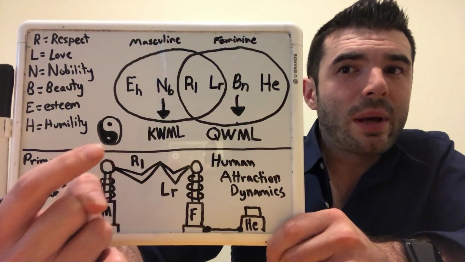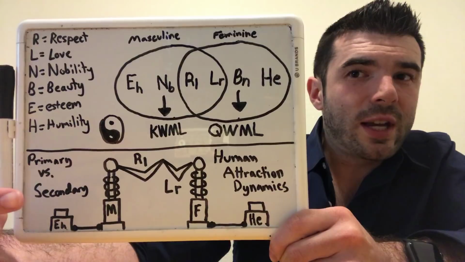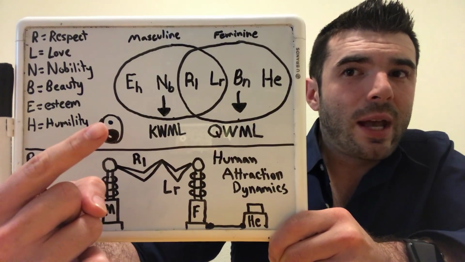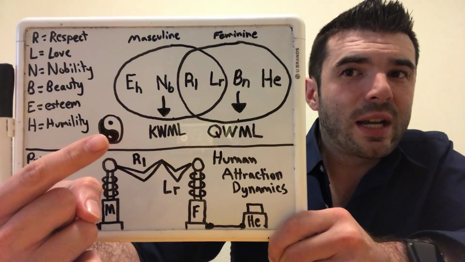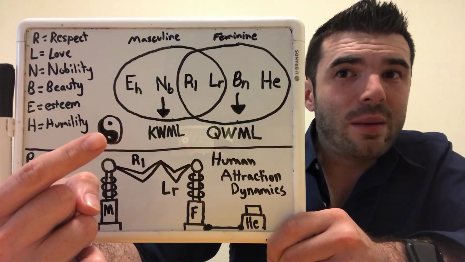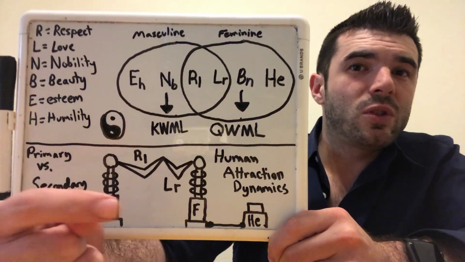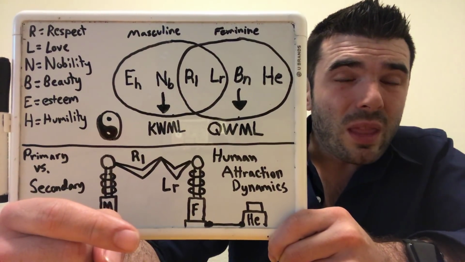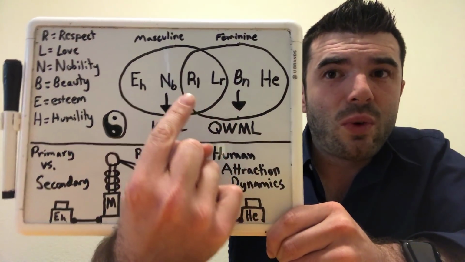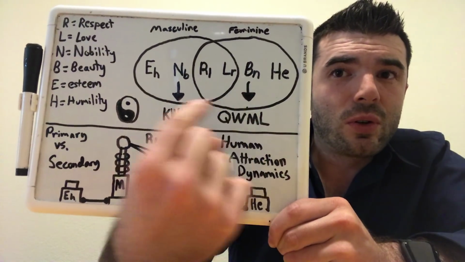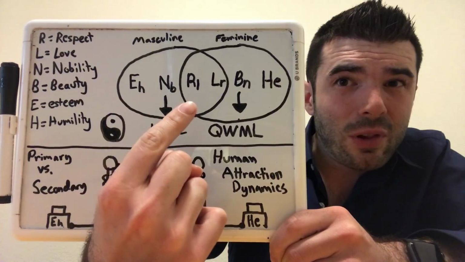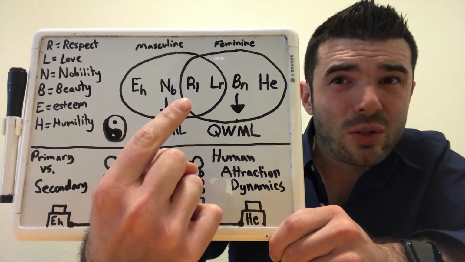What's important to note about this is that they are primary versus secondary. Primary white, primary black, but it has a secondary black dot, secondary white dot, right? Well, that's basically the same for any component of human attraction dynamics. I believe in the first video we talked about love and respect. Well, that exists right here. This is a Venn diagram with two circles, one circle representing masculine, one circle representing feminine. You have love and respect right here.